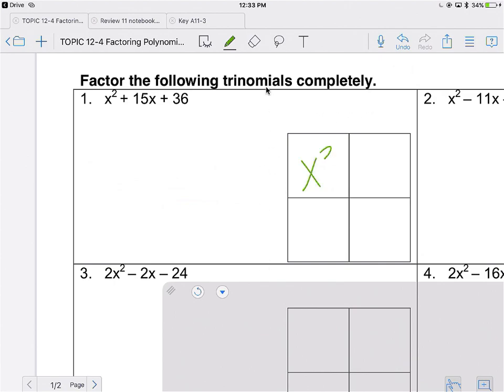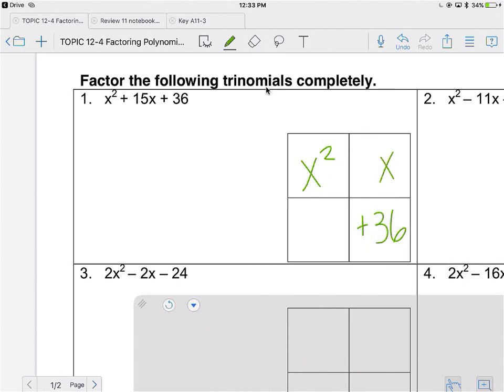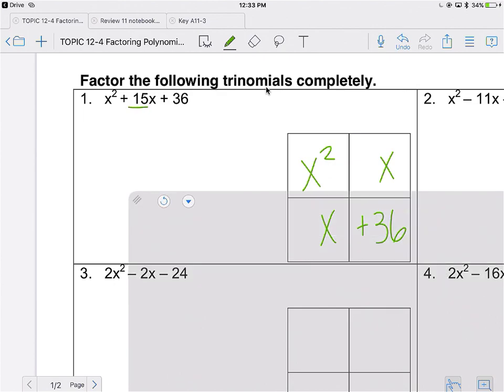So we know that we have an x squared and a positive 36 because those are the things that don't change in our box. Now we know that there's some sort of x here and x here that we added together to get that middle term of 15x. So my sum is that 15x. And I had two numbers that multiplied to give me the product of 36x squared. Remember, your product is these two numbers multiplied together, 36x squared, your first times your last.